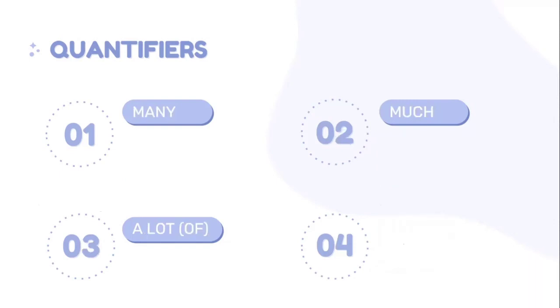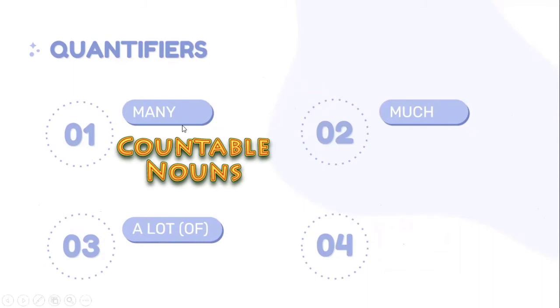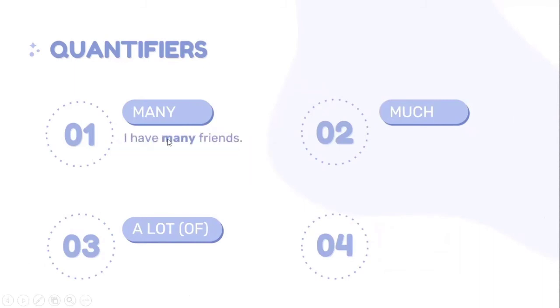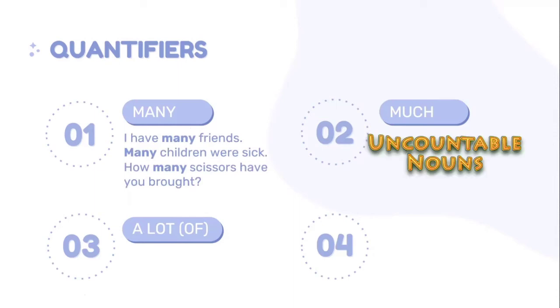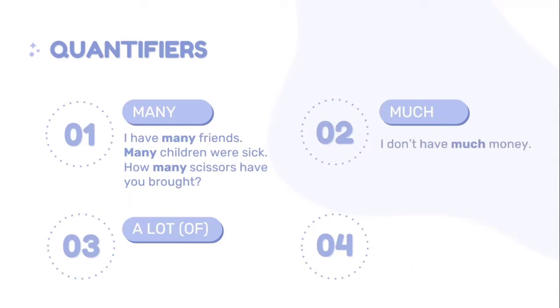Next, let's talk about many, much, and a lot of. Many is used for countable nouns. For example, I have many friends. Many children were sick. How many scissors have you brought? Much is used for uncountable nouns. For example, I don't have much money. It took too much time. And for the question, how much sugar do you like?